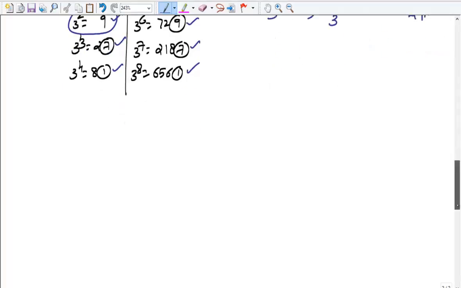Now you can do it for every number. Like 4 power 1 is 4. 4 square is 16, that is 6. 4 cube is 64, that is 4. That's it, enough. The cycle is completed already. Whenever you get the first term again, the cycle is already completed.